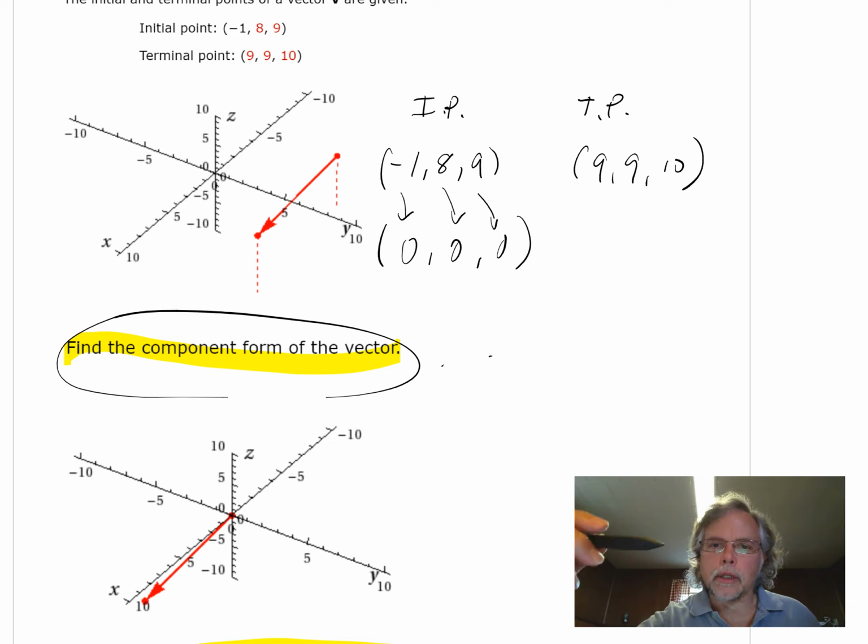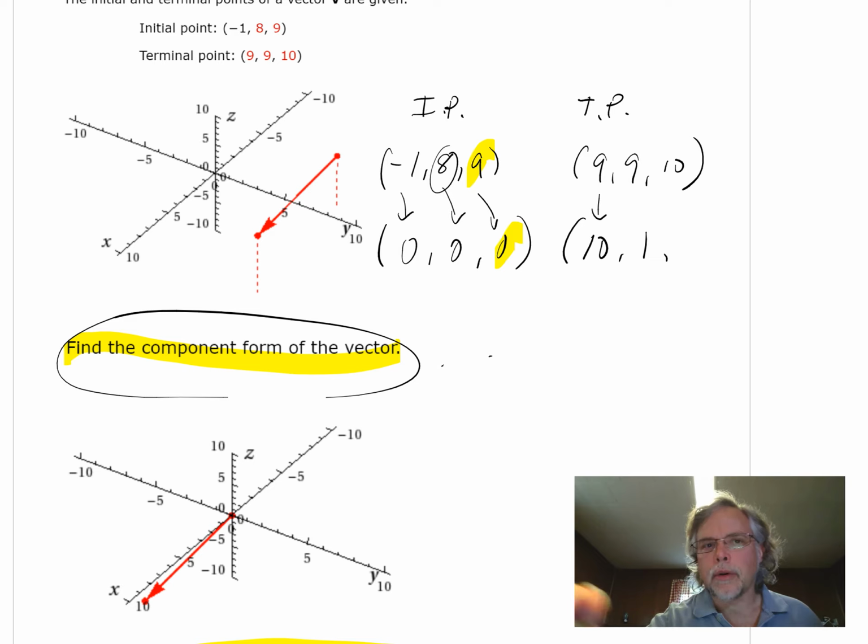So for instance, in the x-coordinate, originally we have -1. We add 1 to that to get 0. So our new terminal point is going to be 10, because 9 plus 1 is 10. Second coordinate is 8 in the initial, and so we have to subtract 8 from that. So we have to subtract in the terminal point. 9 minus 8 is 1, comma. The third coordinate in the initial point is 9, which we have to change to 0 by subtracting 9. So we have to do the same in the z-coordinate of the terminal point. So 10 minus 9 is 1.